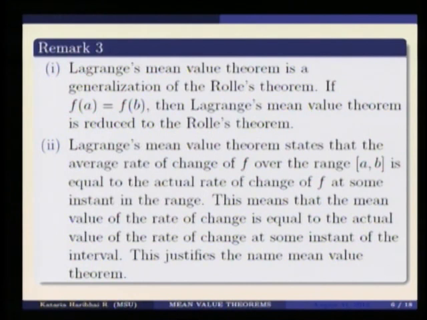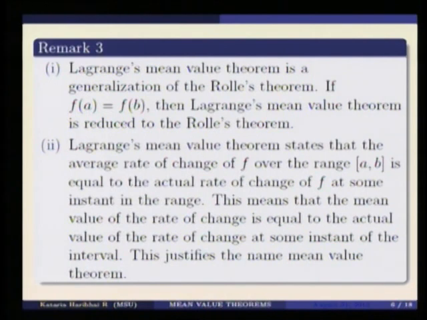So, Rolle's theorem is a particular case of Lagrange's mean value theorem. The second remark is about the name mean value theorem. Here, if you see the conclusion of the theorem, it is f dash c equals f b minus f a upon b minus a. Now, let us see what this f b minus f a upon b minus a represents.